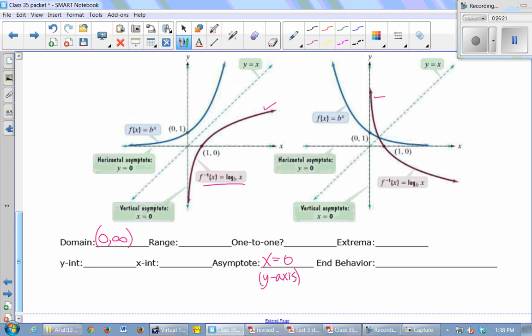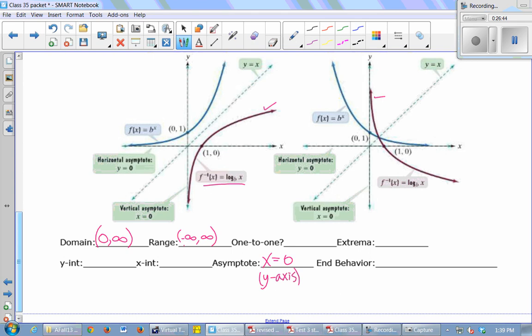All y values, yeah. Negative infinity to infinity. Yep, it lives on all y values because it goes down forever and it grows forever. And this kind of makes sense because the domain and range of the exponential was all reals and its range was 0 to infinity, so they swapped.